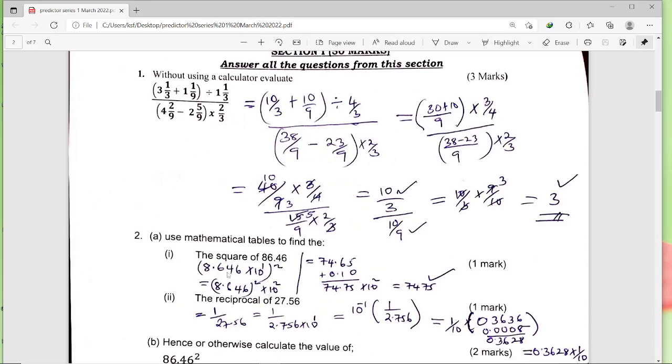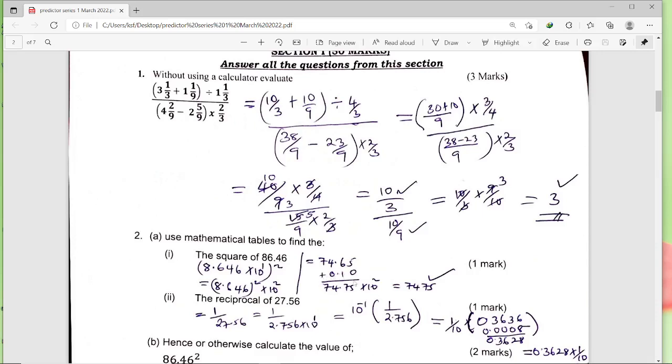Meaning that we can square this part separately and this part separately if you open the bracket. And therefore we shall have 8.646 squared times 10 also squared. Therefore we look at this from the table. From the table you go to 8.6 on the square table. You go to 8.6, then you look at column 4, you will find 74.65. And then you look at the addition column, column 6, you'll find it is 10. That is, it is 10, and therefore it would be plus 0.10.